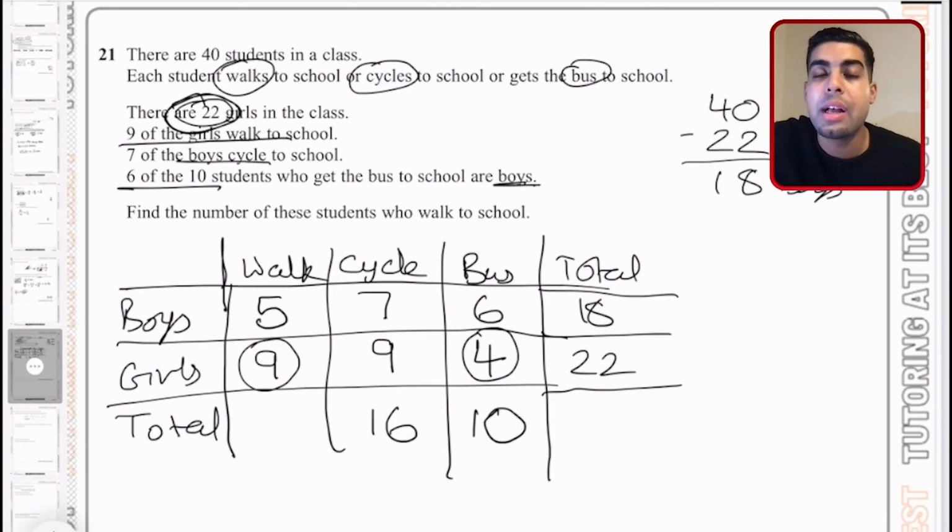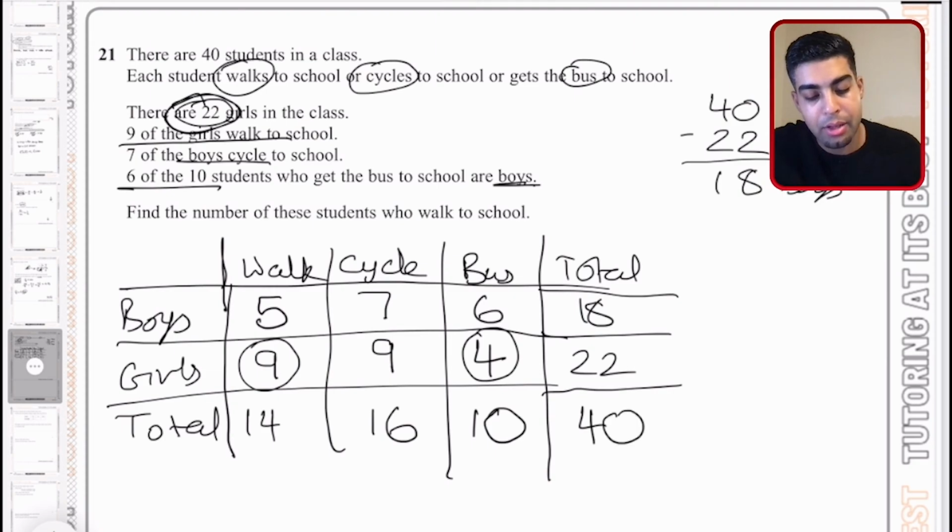So now I know that 5 boys walk to school. And likewise, I'm going to take the same approach, but simply I can just add on how many students walk. I know that's 14 in total, and I can add up my total here, which is 40. And that is again how you can represent all of your information on a table.